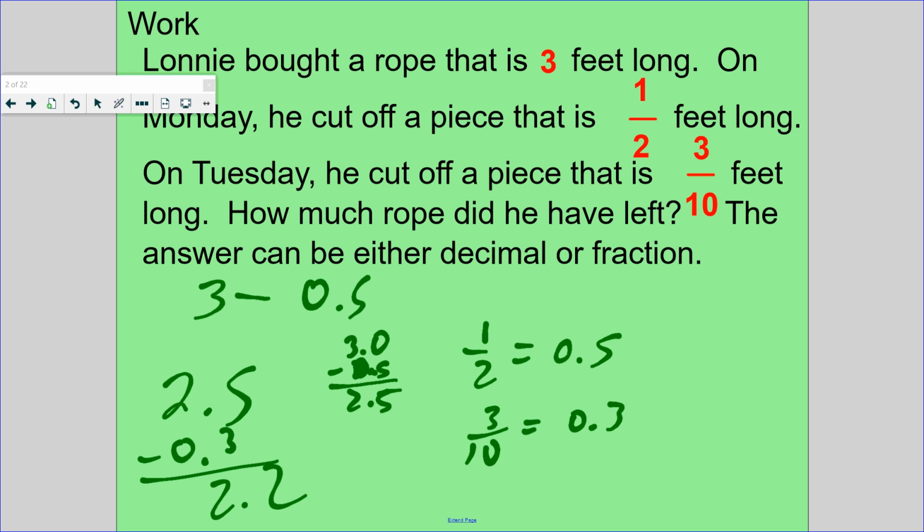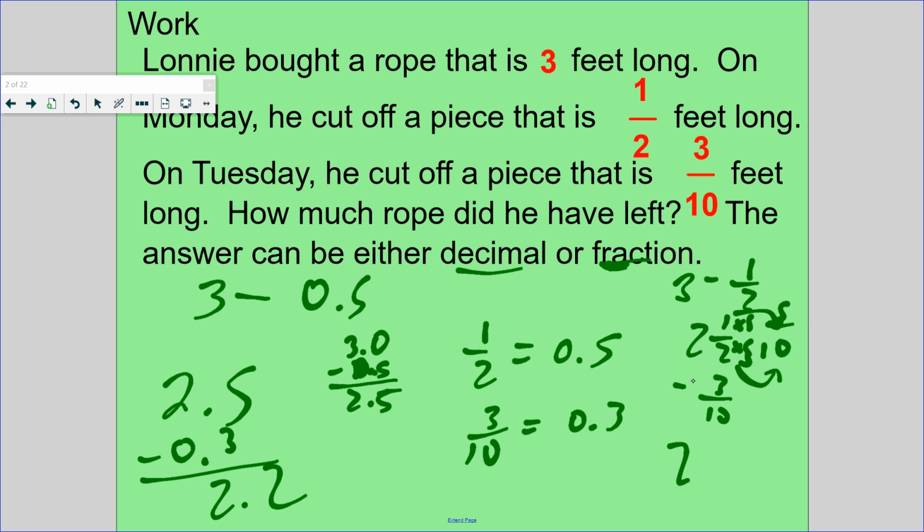Some people may want to solve it in fraction form. So what's 3 take away a half? 2.5. So we need to cut off 3/10. Do they have a common denominator? No. What is the relationship between 2 and 10? Times 5. So it's 5/10. So 5/10 take away 3/10 is 2/10. So 2 2/10 simplified, divided by 2, is 1/5. So it's 2 1/5.